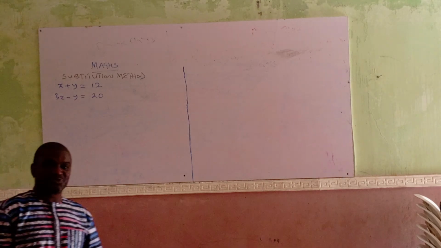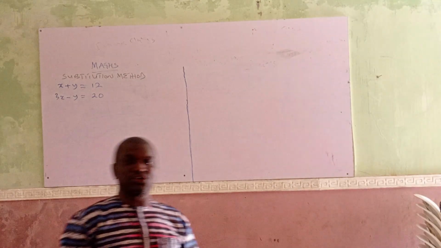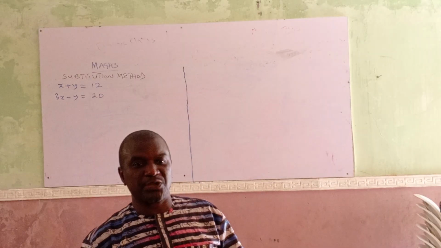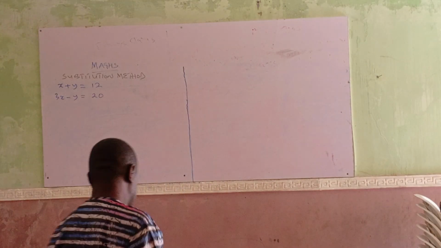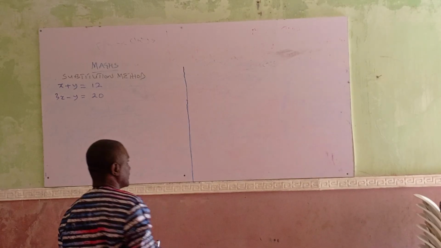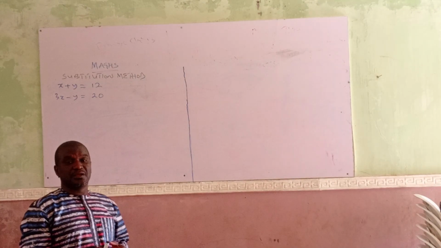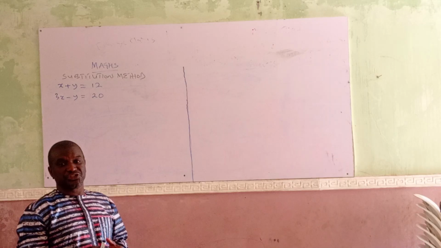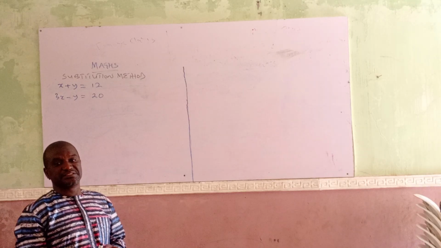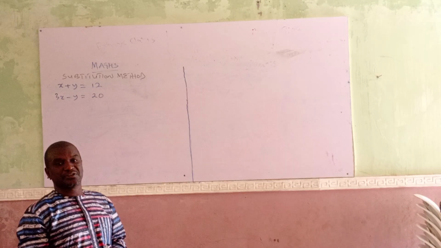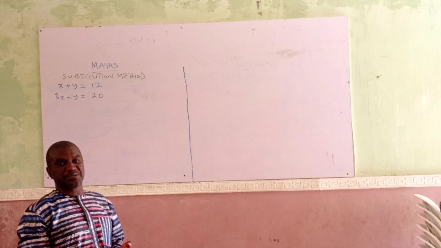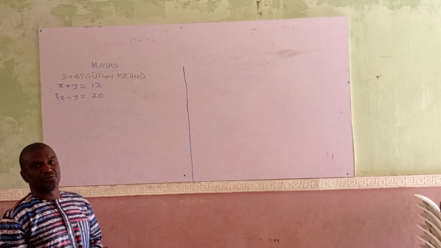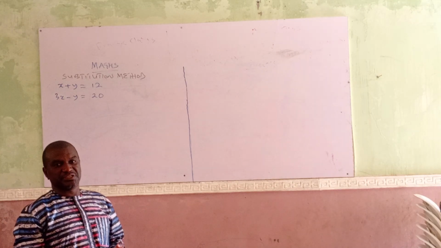In our last class, we looked at the elimination method. Today we are looking at the substitution method. And you remember we said a simultaneous equation has another name, called systems of equations. So it is said to be a system of equations or simultaneous equations.